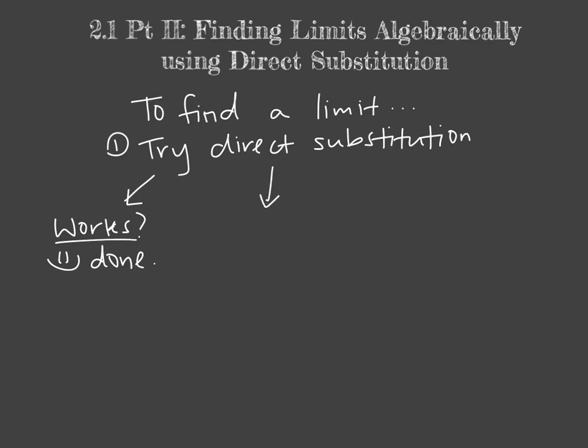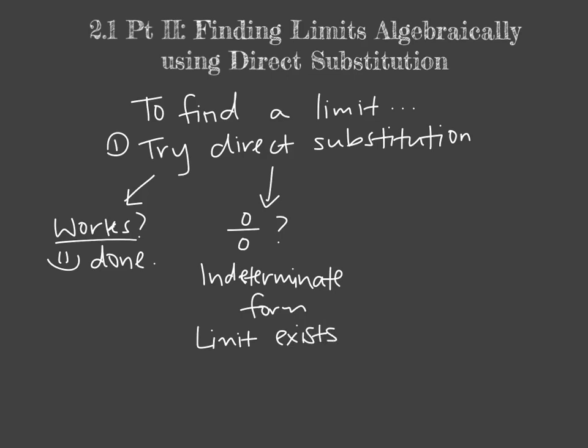If you get 0 over 0, that means you have indeterminate form. It's called indeterminate form. And even though we don't know how to find the limit yet, it still does exist. We just need more learning. All right, and let's say you get a non-zero number over 0. That means the limit does not exist, because this means undefined, whereas this is indeterminate form.